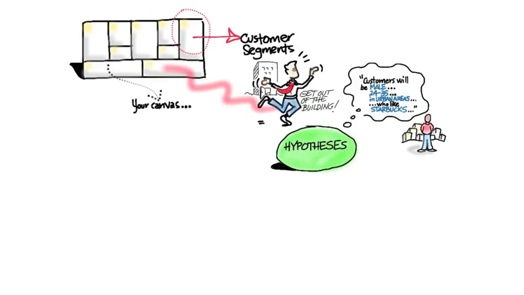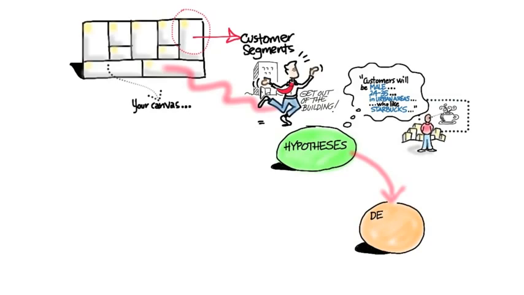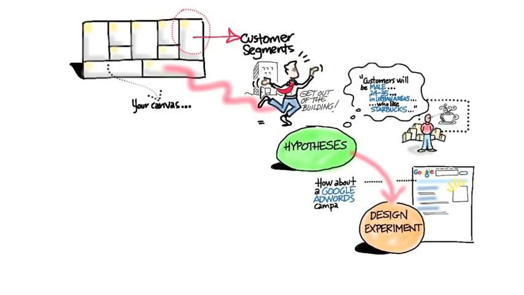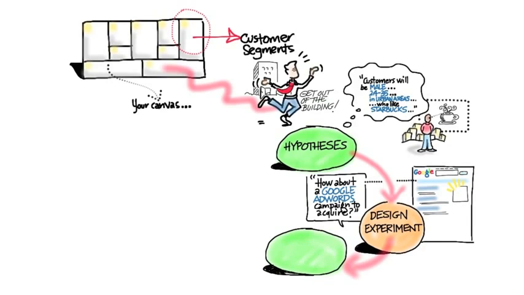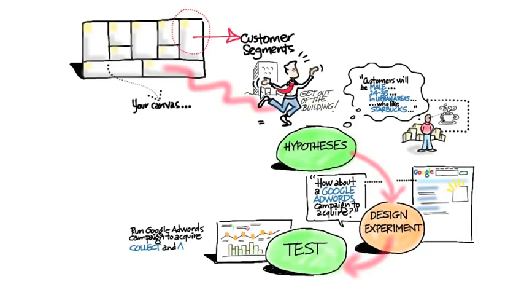And then we're going to design some experiments. Let's go figure out maybe a Google AdWords campaign. Or if it was a physical product, go out and meet them personally. And then run some tests and take a look and analyze the data. But it's not just the data. We're trying to understand, did the results match the hypotheses?